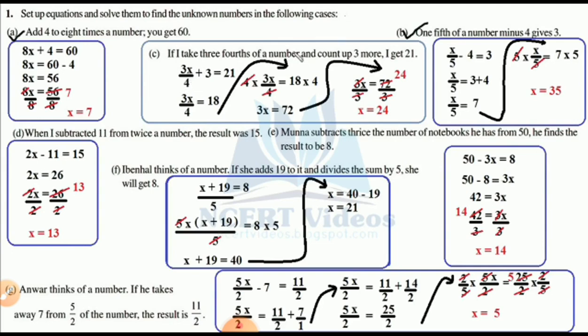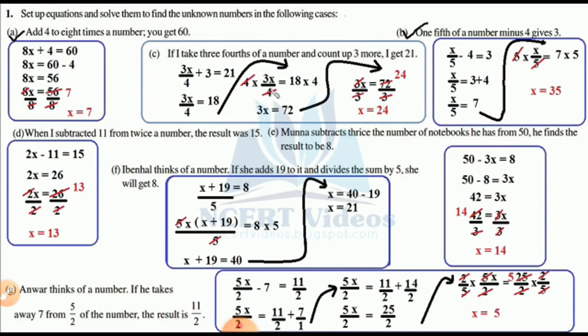Look at the C. If I take 3/4 of a number and add 3 more, I get 21. Equation is 3x upon 4 plus 3 is equal to 21. 3 is shifting to the right side, plus 3 will become minus 3. So 3x upon 4 is equal to 18 because 21 minus 3 is equal to 18.